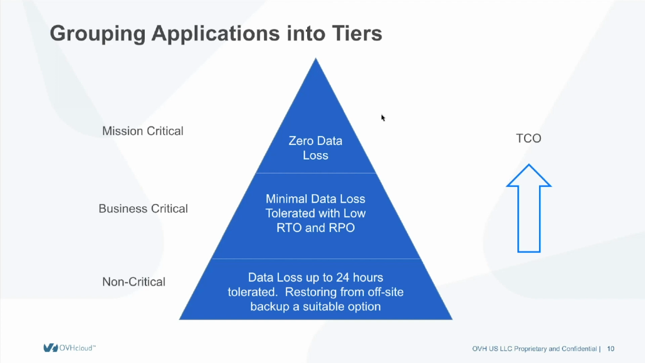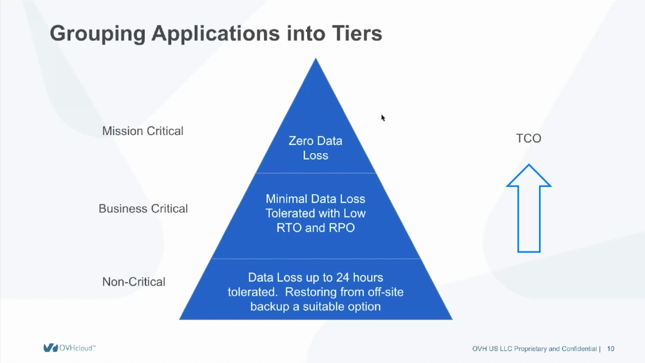Above that is business critical. In the business critical zone, this is where we want to focus on minimal data loss, and we want to get our RTO, our recovery time objective, and our RPO, our recovery point objective, as tight as possible. Now, I refer to this as the Zerto zone. Since we are here today with our partner Zerto, this is where we as OVHcloud talk to our customers about applying Zerto and the strength of their software suite to protect their most valuable workloads.